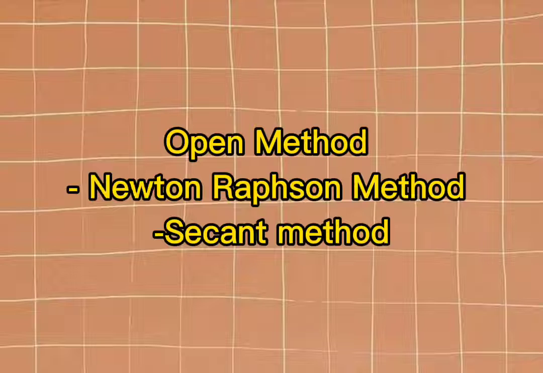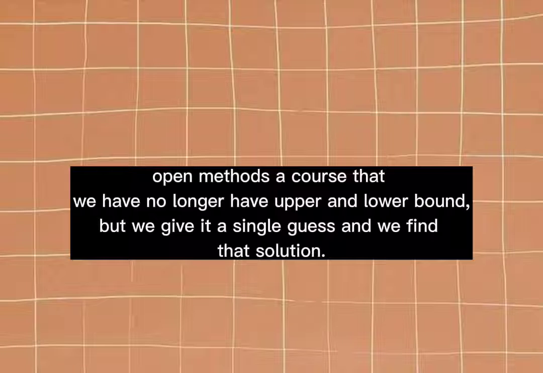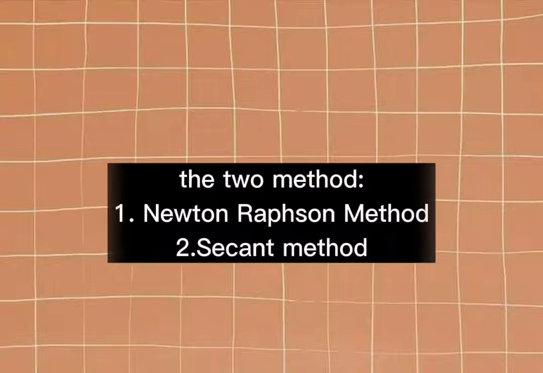Next, we will be talking about the open methods. With open methods, we no longer have the upper bound and the lower bound, but we give a single guess and find the solution in the finding of the roots. In open methods, we have two methods for finding roots. First, we have the Newton-Raphson method, and second, we have the Secant method.